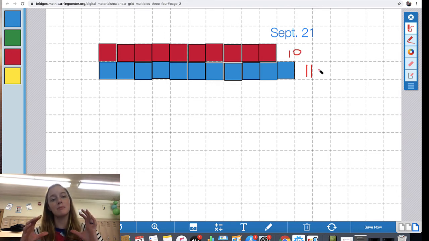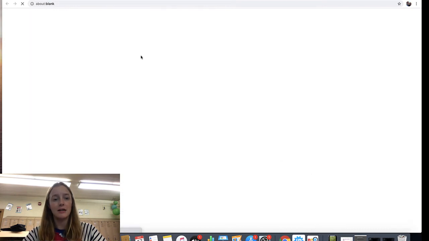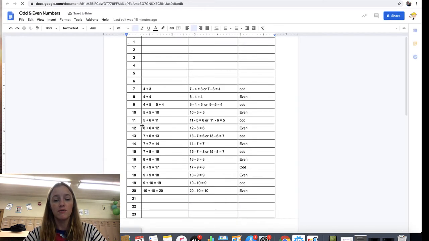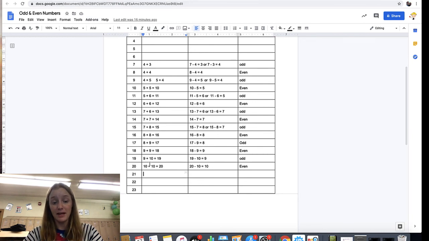And remember, it makes a perfect rectangle when you're looking at this if it's even. So I can go back to my chart and fill in my odd and even chart for today. And I've already filled in all the weekends because I figured that was a lot to watch and to do. So I could plug our addition problem in. We have 10 plus 11 equals 21.